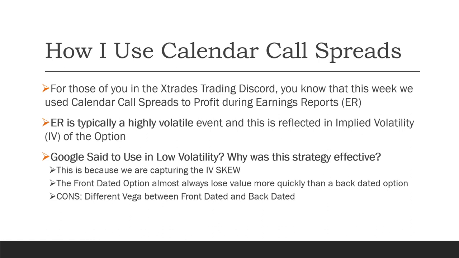And we have the back date call to protect us. The cons here is that there's a different vega between front date and back date, right? So your back date benefits more from vega or implied volatility increase. So we're betting on an IV crush here. In the case that the back date and the front date for some reason both drop dramatically in IV, which is unusual, then we're actually going to lose value because we're long vega. But I don't typically expect it to happen because with ER, usually your skew is just really, really high and we can profit off of that IV gap difference.